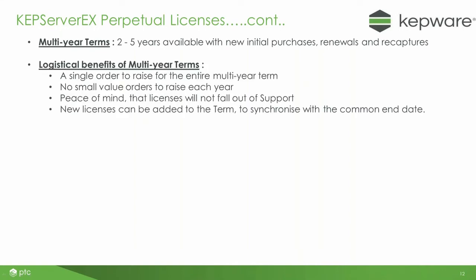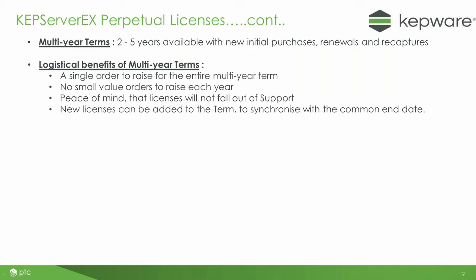The reason you do that is that if you have a yearly support, you would need to raise a yearly order. And as I mentioned before, the support costs are not high, typically only a couple of £100 for a typical Kepware software. So if you're raising one of those every year, it's not logistically a very efficient thing to do. So it makes sense to say we're going to buy 5 years support up front, place one order now, and we're covered for a number of years.